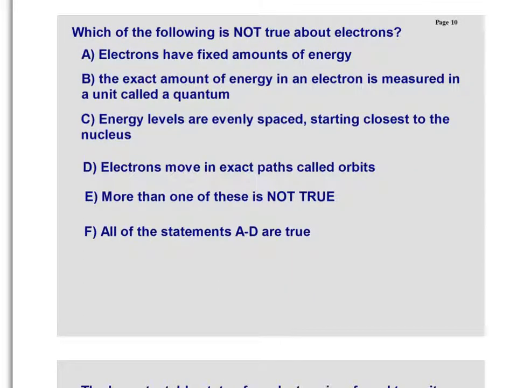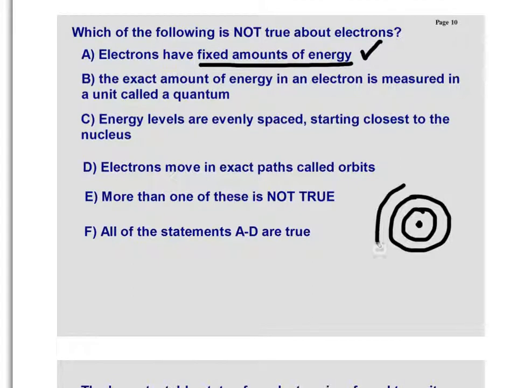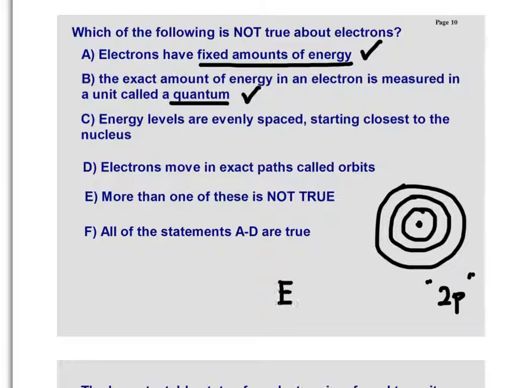Okay, which of these is not true about electrons? First, electrons have fixed amounts of energy. Technically, we could say that's true because they live on a particular level, on an energy level, with a particular amount of energy. So we know that if it's living in, for example, 2p, that electron has a particular amount of energy. We also know, this is true, that the measurement of energy is done using quanta, a quantum, which is the same thing from the previous part of this chapter, where energy is equal to frequency times Planck's constant. A quantum is Planck's constant.